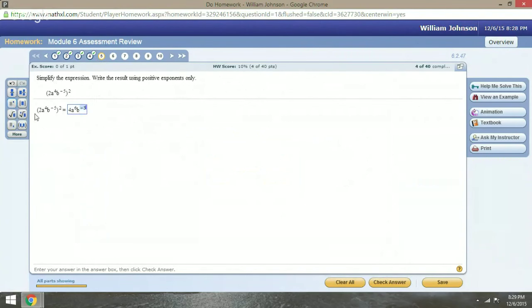No, hang on. Sorry, I made a mistake. Don't click that yet. I forgot about the multiplying factor. That's going to be 4a to the 8th, b to the minus 10. I added and subtracted when I should have multiplied and divided. That was my error. So give that a try.